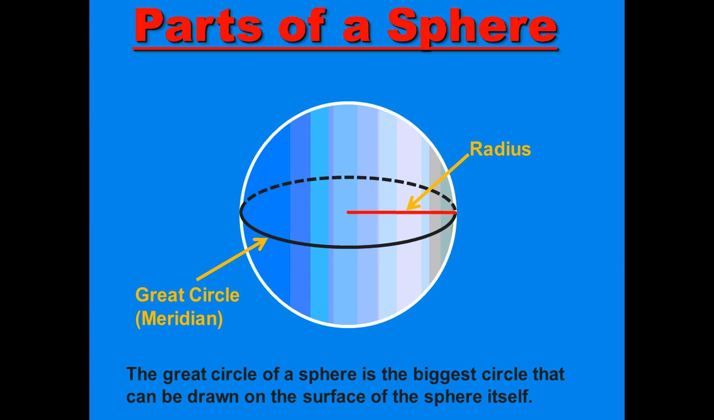If you don't recall, I'm going to write pretty much what it says at the bottom. The great circle of a sphere is the biggest circle that can be drawn on the surface of the sphere itself. That's very important for today's lesson.